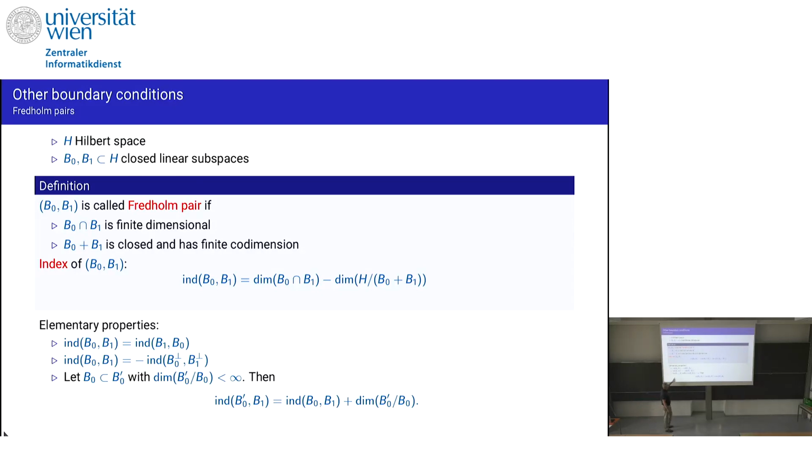So let's say we take a bigger space, but the dimension of the quotient is finite. Then replacing B0 by B0 prime gives you again a Fredholm pair. And the index is corrected by what you expect, namely by this dimension change of this pair. So this way you can modify things by finite dimensional stuff and stay in this class of Fredholm pairs. All right, so that's the general abstract notion.